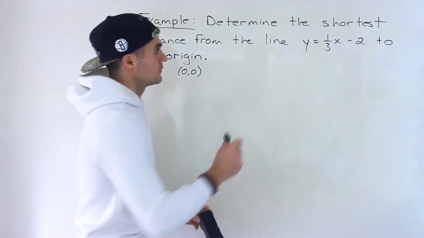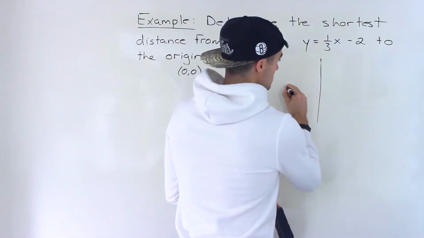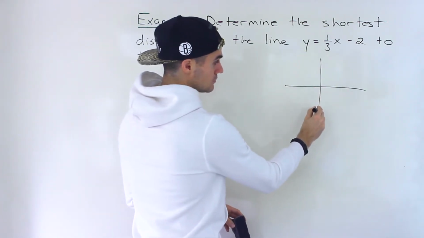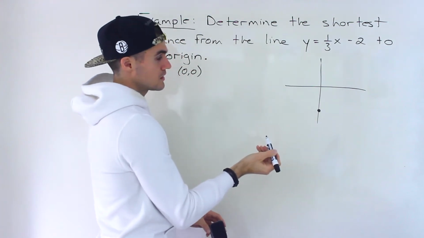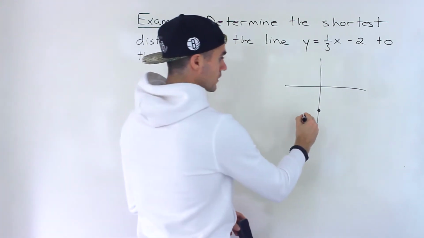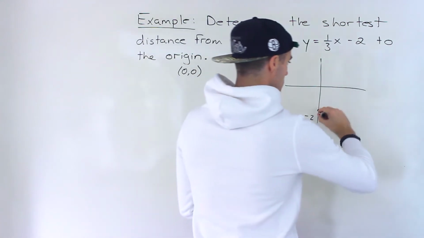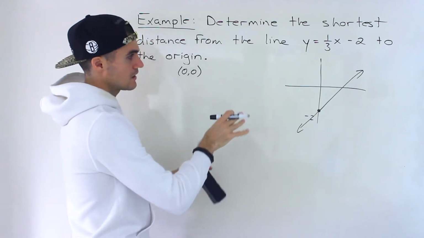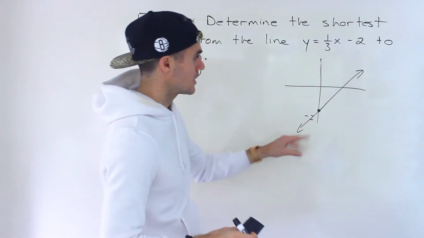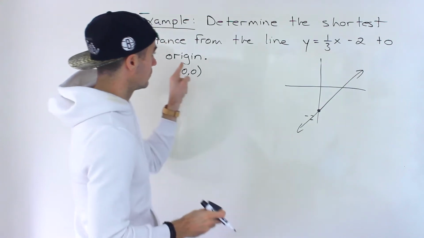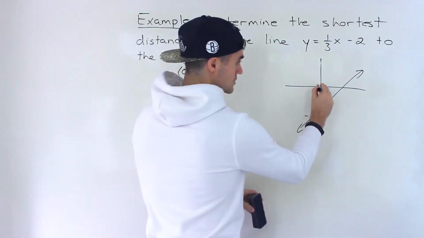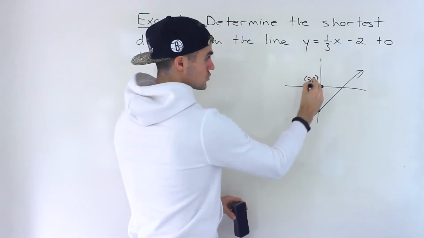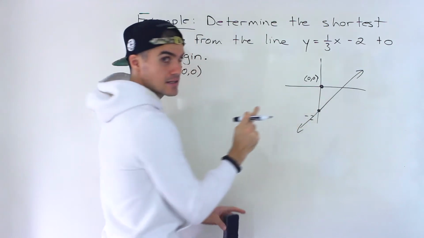So we got y equals 1 over 3x minus 2. So how does this line look like? Well, the b value is -2, so the y-intercept is -2 over here. And then notice 1 over 3, it's a positive slope, so it's going to be a line like this, roughly. Not to scale, but just the rough shape. Now, the origin, it's at 0 and 0, which is over here. So what we got to do is find the shortest distance from the origin to this line over here.